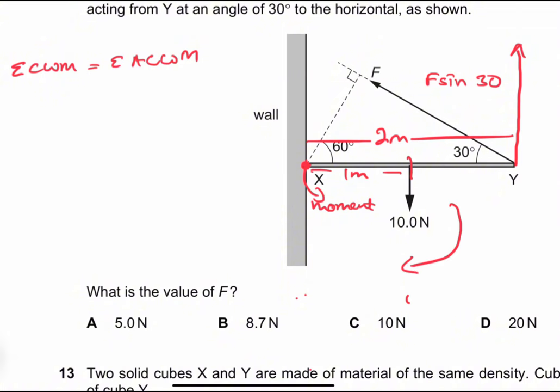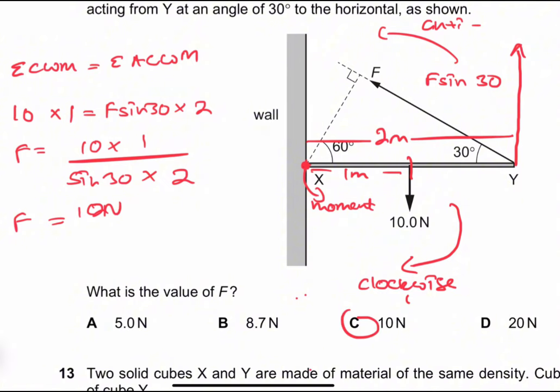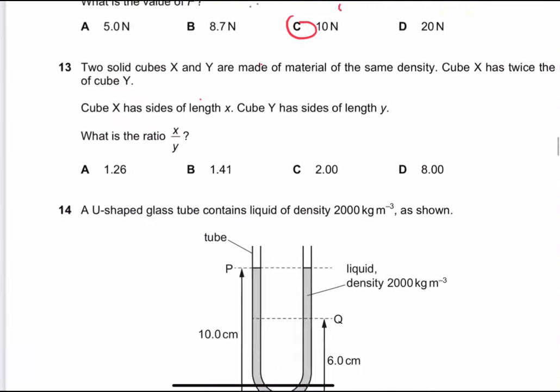This is the clockwise direction, and this is the anti-clockwise direction, right? So the summation of the clockwise, which is 10 multiplied by 1, is equivalent to F sine of 30 multiplied by 2. So F will be 10 times 1 divided by sine of 30 multiplied by 2. So your force will be 10 newtons, and your answer is C. Moving on to question number 13.